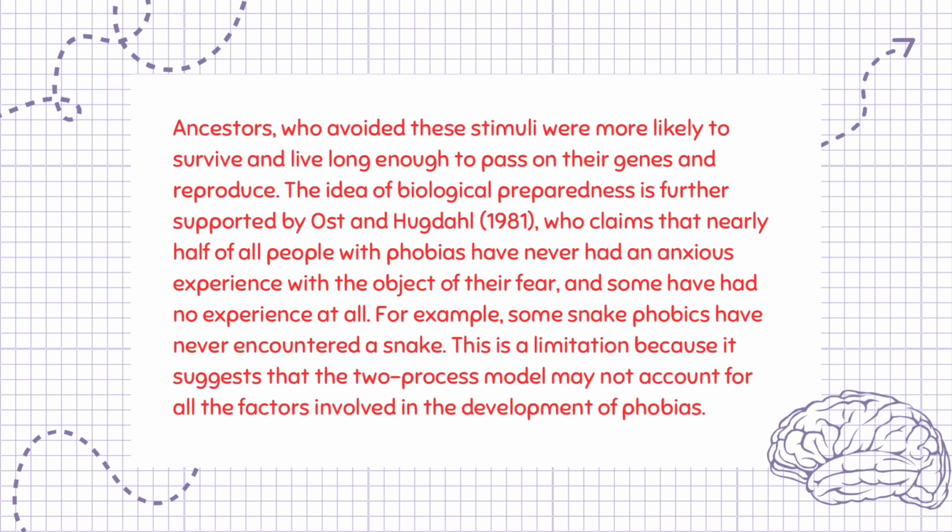Ancestors who avoided these stimuli were more likely to survive and live long enough to pass on their genes and reproduce. The idea of biological preparedness is further supported by Ost and Hugdahl, 1981, who claim that nearly half of all people with phobias have never had an anxious experience with the object of their fear, and some have had no experience at all. For example, some snake phobics have never encountered a snake. This is a limitation because it suggests that the two-process model may not account for all the factors involved in the development of phobias.